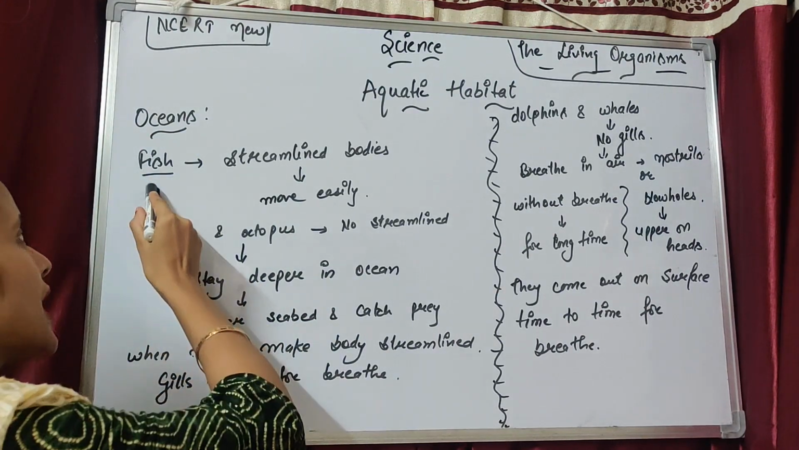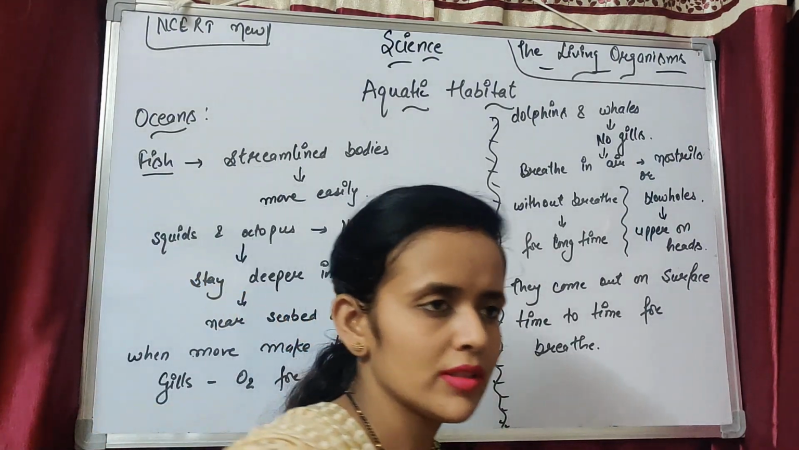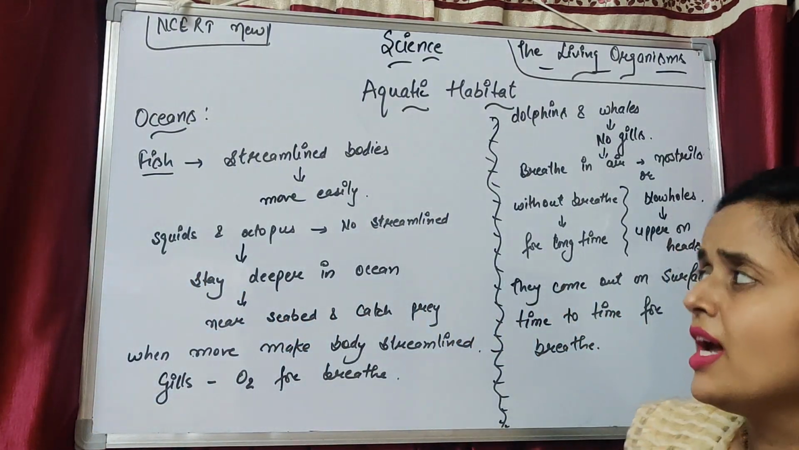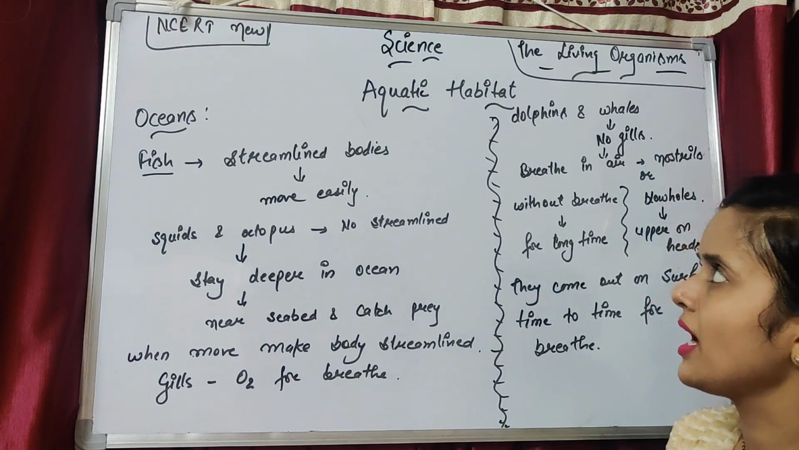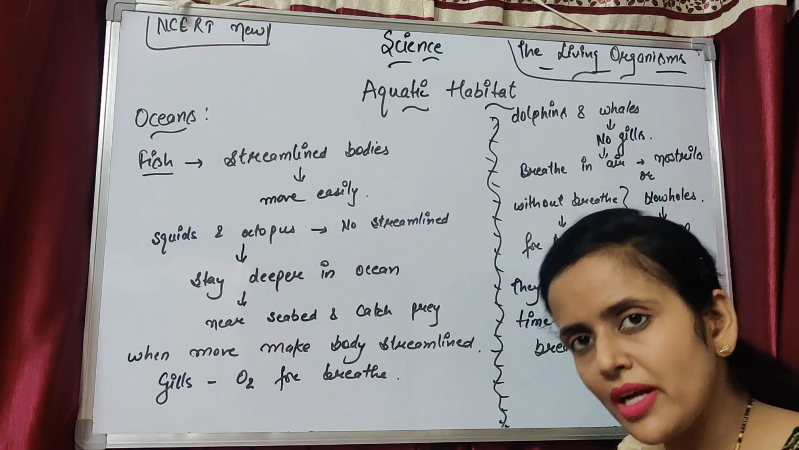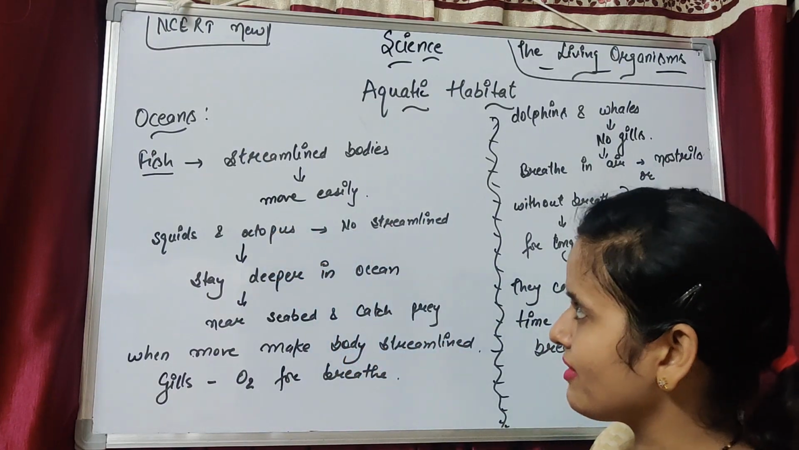Ocean. First example is fish. Streamlined bodies. We all know that fish have this streamlined body, and other animals which have an aquatic habitat also have a streamlined body that helps them to move easily in water.